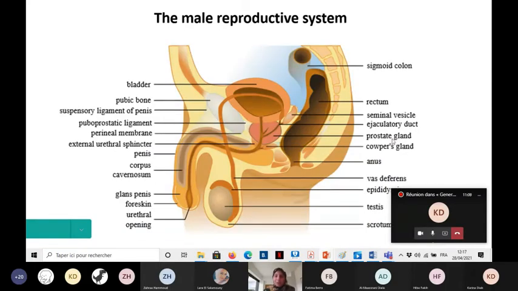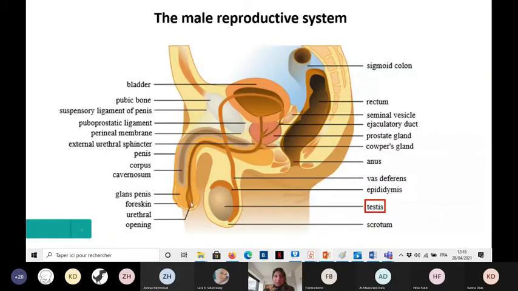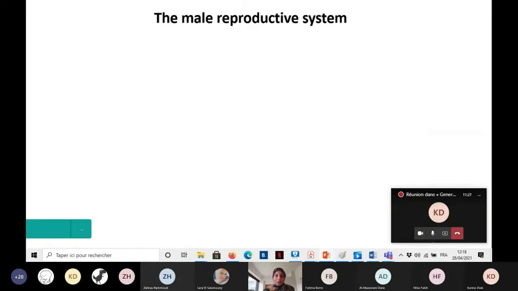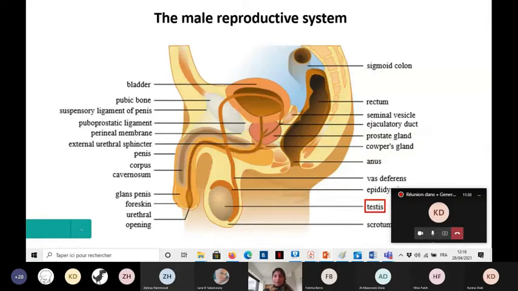So here we can see the male reproductive system. We have the testes, they are here. The testes are the first element. Then the genital tract is composed of the epididymis. The epididymis is directly on the upper side of the testis. Here is the epididymis. Then we have the vas deferens here. This tube is the vas deferens, in which the spermatozoa will pass.